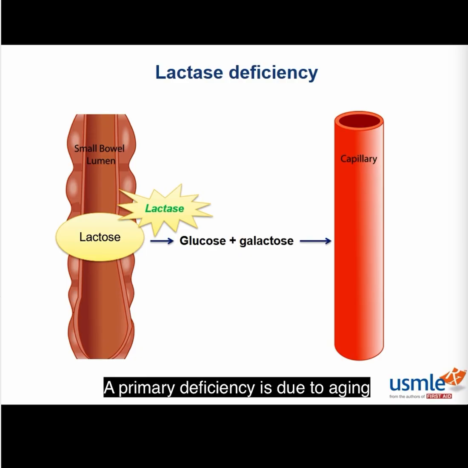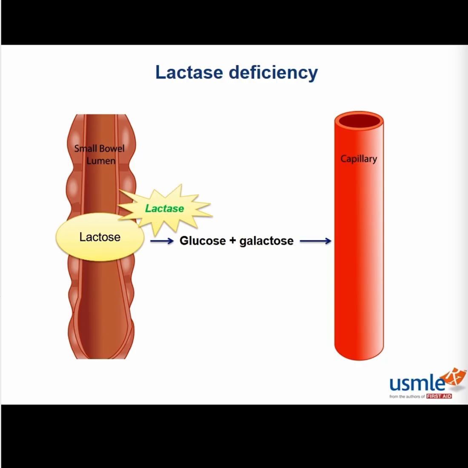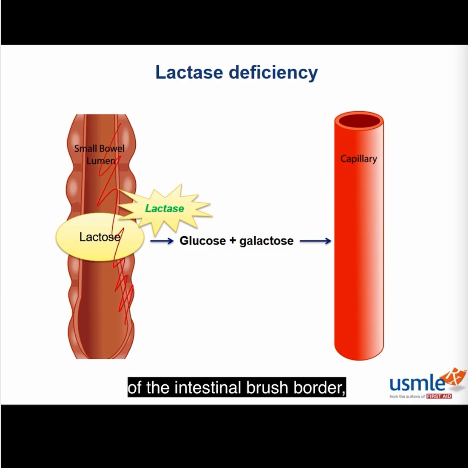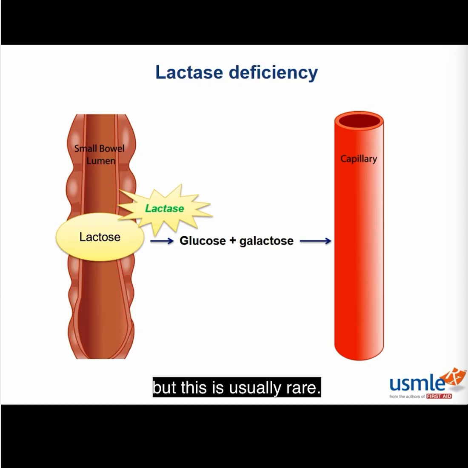A primary deficiency is due to aging and losing expression of the lactase allele, usually seen in people of Asian, African, or Native American descent. Lactase deficiency can also be secondary, which is usually transient following a bout of gastroenteritis or from an autoimmune disease. Why would gastroenteritis cause lactase deficiency? Well, it can do so by damaging the luminal membrane of the intestinal brush border, which is where lactase resides. Lactase deficiency can also be congenital, but this is usually rare.